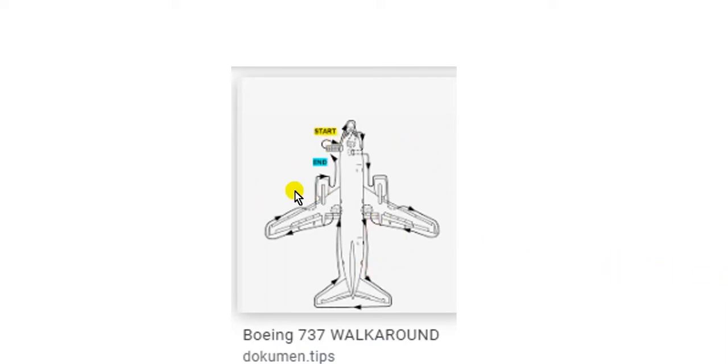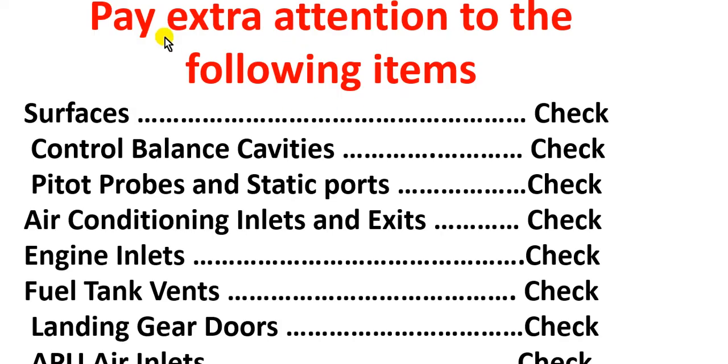And this is the procedure to make the inspection around the aircraft. Here, pay extra attention to the following items. In the cold operation, we said that the outside air temperature is less than or equal to 0 centigrade.